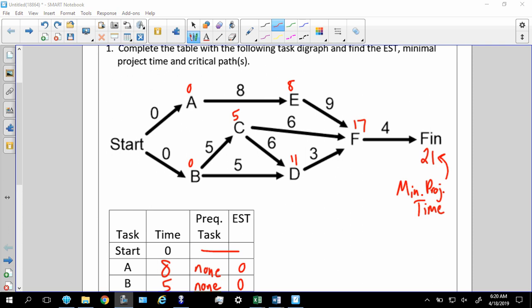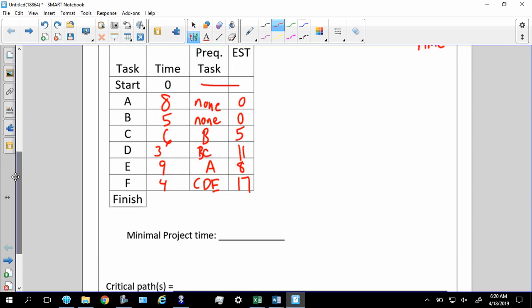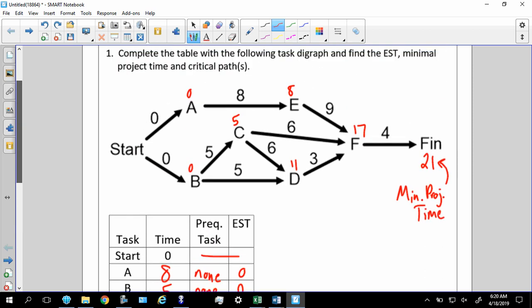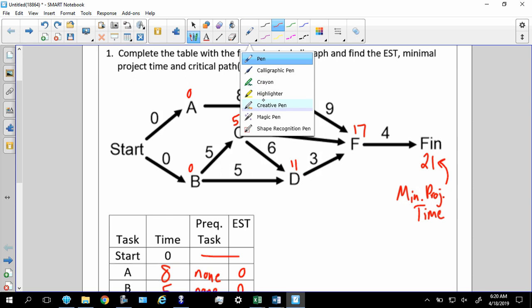Now I have to find the critical paths. All right, the critical path you'll be highlighting. So, oh, the minimum project time, sorry. 21, there it is. All right, so now we've got to find the critical path. The critical path is just highlighting how you got the number.